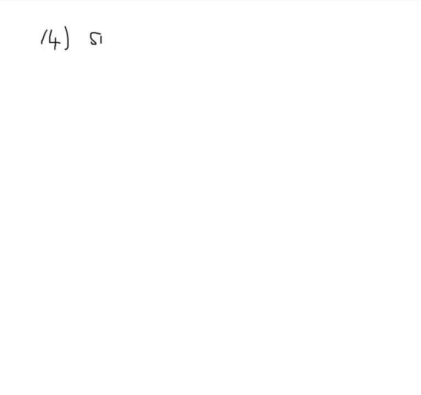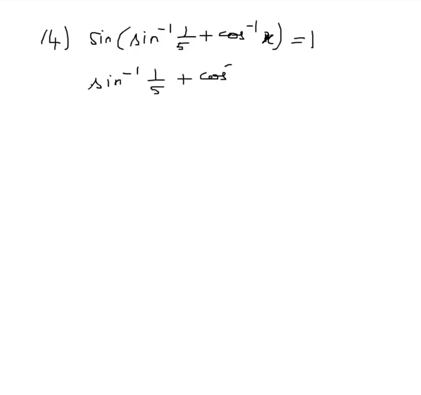Question 14. Sine inverse of 1 by 5 plus cos inverse of x is equal to 1. Find x. Sine inverse of 1 by 5 plus cos inverse of x is sine inverse of 1. That is taking sine inverse on both sides. Sine inverse of 1 is pi by 2, we know. So cos inverse of x is pi by 2 minus sine inverse of 1 by 5.